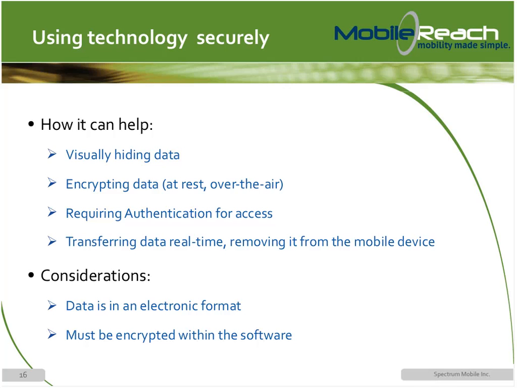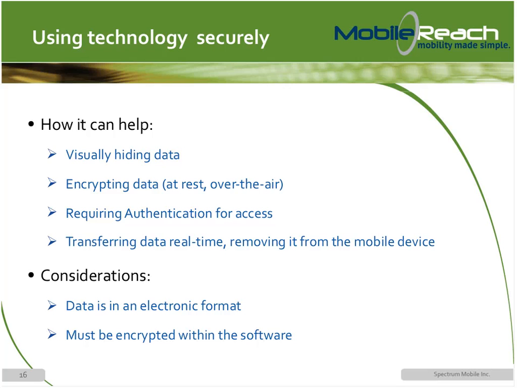So here are some specific ways that technology helps. You can visually hide data. Think about when you're typing in a password on a form and how it hides that password by using asterisks to cover the letters that you type. That's a way of protecting the data so that somebody looking over your shoulder doesn't have access to your password. Another way is encrypting data, putting it in a format that nobody can read without a password.